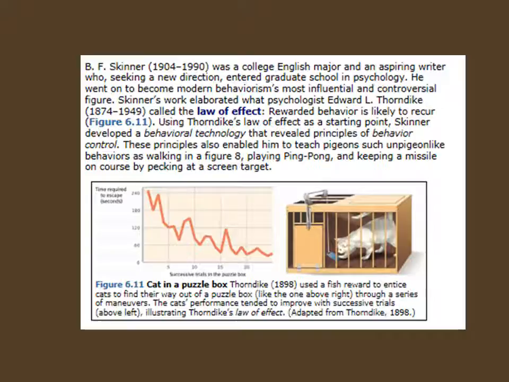He found that rewarded behavior is more likely to reoccur. Using Thorndike's law of effect as a starting point, Skinner developed a behavioral technology that revealed principles of behavioral control. These principles also enabled him to teach pigeons such unpigeon-like behaviors as walking in figure 8, playing ping pong, and keeping a missile on course by pecking a screen or target. So he was able to teach pigeons to do certain behaviors that ordinarily pigeons wouldn't do.